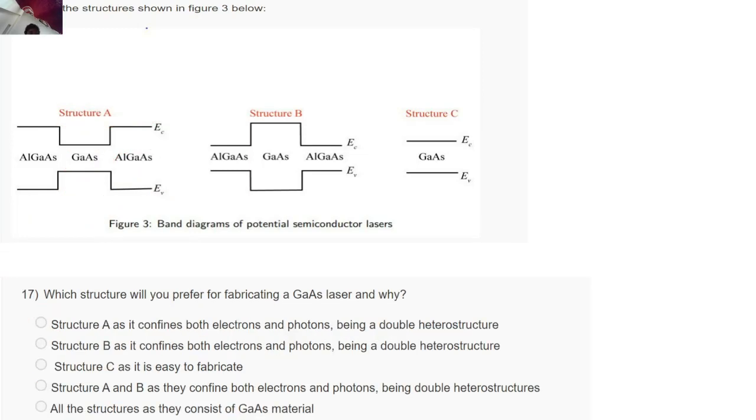So good. And now this is the same question. What they are asking is which structure you will prefer for fabricating the gallium arsenide laser. So now I will just ask you one question. The middle region in both the structures that you are seeing over here, what is the job of this middle region actually? What do you want to do over here? We just have a gallium arsenide structure over here, so why do we need to create a heterostructure? What is the purpose of doing it? Is it doing something?